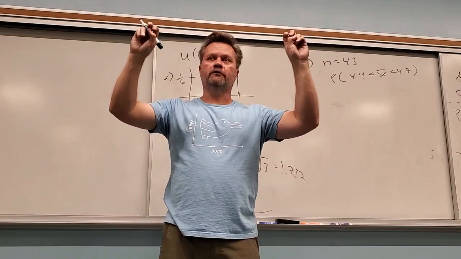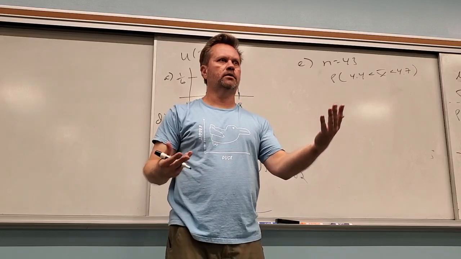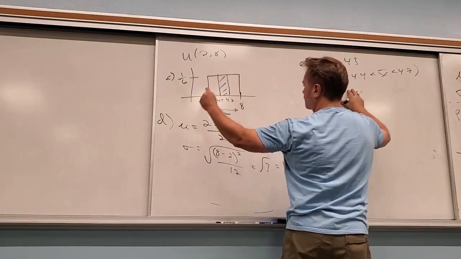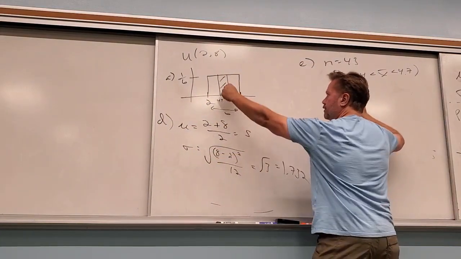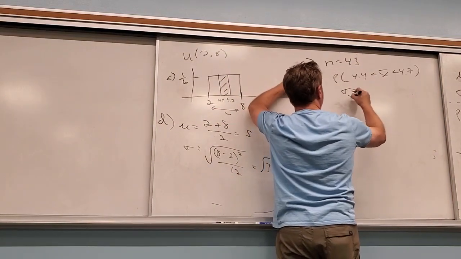Good. What I call the new standard deviation. It's really the standard deviation of the sampling distribution, but forget that, just the new standard deviation, right? I can't use this one because that's for individuals. I need the one that works for a group of 43. So what else happens though?